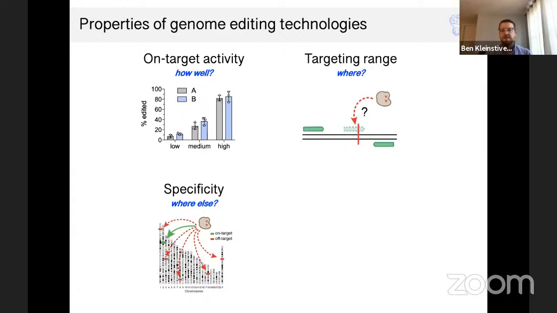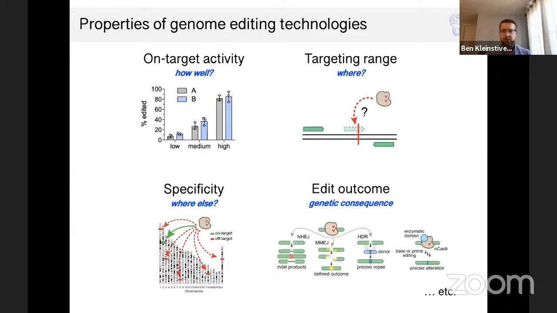A third important question is the specificity or safety of genome editing. So knowing that we can target where we'd like to, the question then becomes, where else in the genome are we targeting? What other sites in the genome potentially are receiving DNA double-strand breaks, and what are the consequences of this so-called off-target editing at other sites in the genome that generally resemble the intended on-target site.